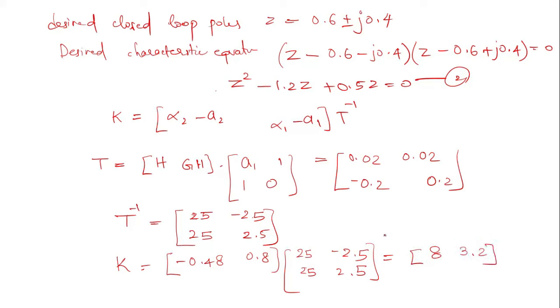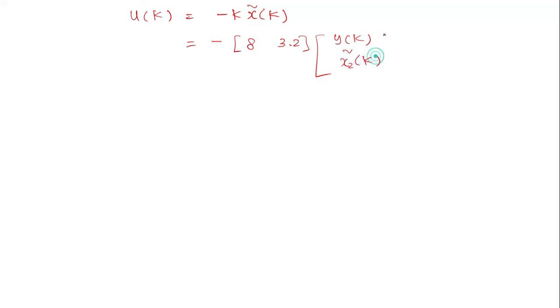So we have completed the pole placement design. The design is u of k equal to minus K x tilde of k. So that comes to be minus 8 3.2 into y of k, x2 tilde of k, since x1 is equal to y of k. So this is the final design. Now let's move to observer design.